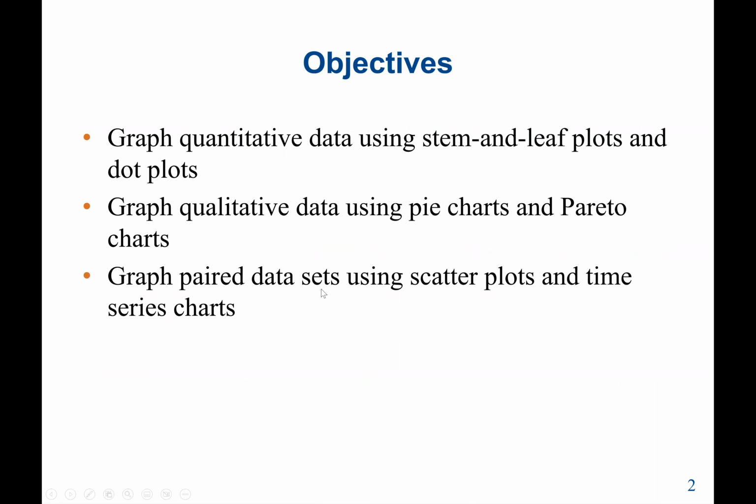Now, a paired data set means our data set with two variables. So scatter plots will make it possible for us to see the relationship between two variables. Either one increases, the other one will decrease, or vice versa. Also, a time series chart is also two variables, but this time our horizontal axis will be time.